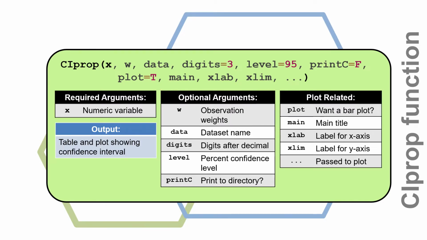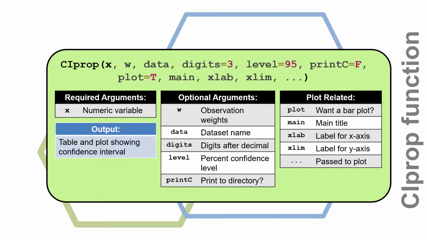With CIprop, you have options to weight observations, specify the dataset name, the number of digits to display after the decimal point, and whether you want the results printed to an HTML file in your working directory. The function also has a unique optional argument named level, which I will show you how to use in this video. The CIprop function can also show the confidence interval of a sample proportion on a plot. You can fine-tune the plot using CIprop's main, xlab, and xlim arguments.